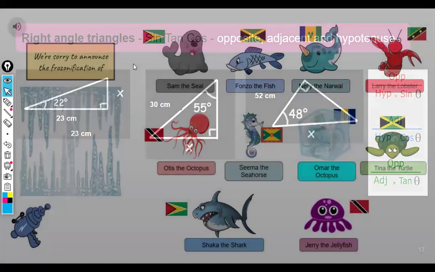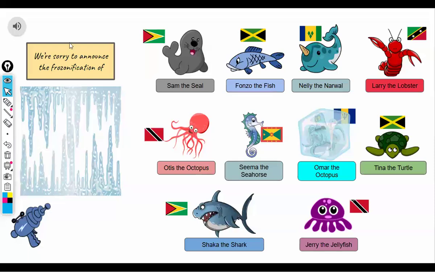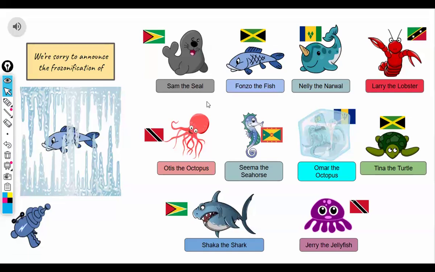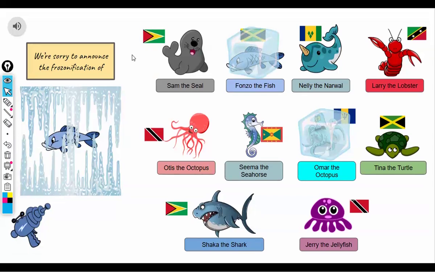Well, I think we do deserve a break after that, right? So let's see who is next. The first person to go was Omar, the octopus from Barbados. He is gone, right? Let's see who's next on the list. Next on the list is the fish. Which fish? Bonzo the fish is gone. He's been turned into an ice cube. Anybody out of the game? Omar is out and Bonzo is out, frozen by the mad scientist. I know a few people did choose Bonzo, so I should at least have two people out of the game by now.